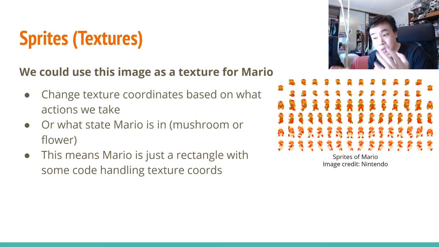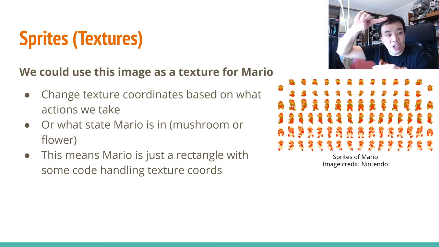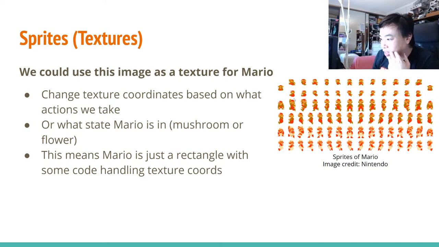And what we might do when Mario changes state to being the mushroom, because we see that the texture's a different size, we would probably scale our rectangle larger and then start sampling from a different space in this texture. So it depends. Sometimes people will do things like this with all of this in one texture, sometimes in different textures. There are actually sprite-based engines that we can use for this kind of stuff.